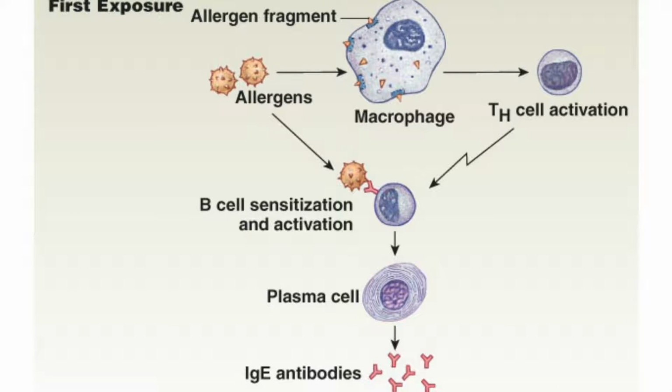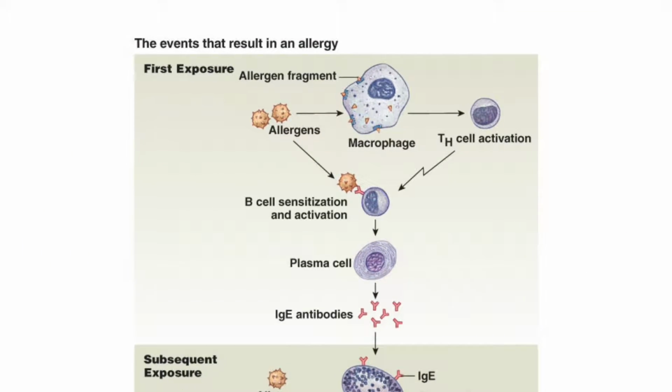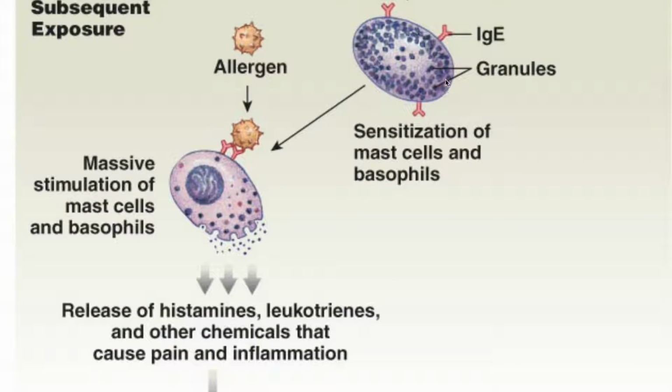So next we're going to talk about allergies. Allergies are inappropriate or excessive immune responses to antigens or allergens. So the first time you're exposed to an allergen, it will activate T and B cells and these IgE antibodies will be produced. Then they sensitize mast cells and basophils. And if we're exposed to that antigen again and it binds to one of these sensitized mast cells and basophils, they're going to release lots of histamine, and that causes inflammation and itching.